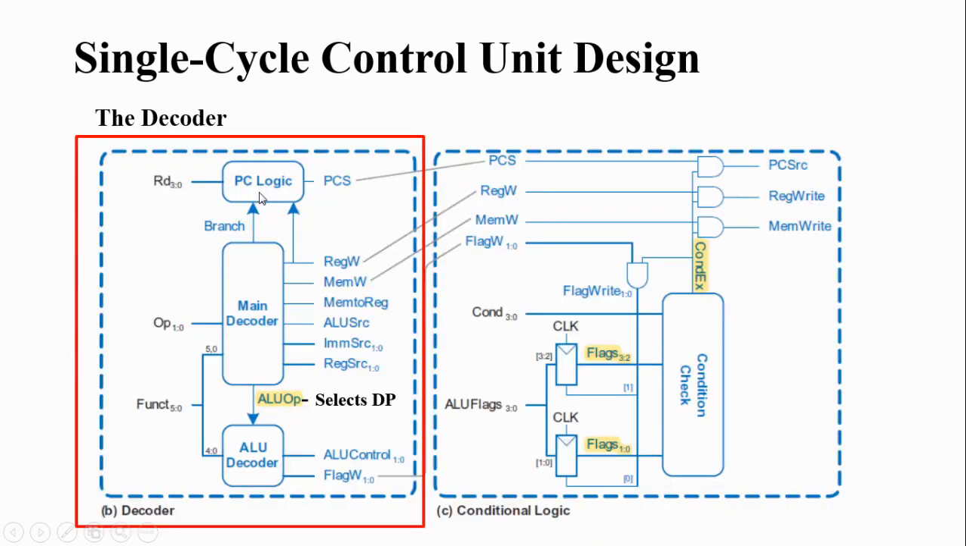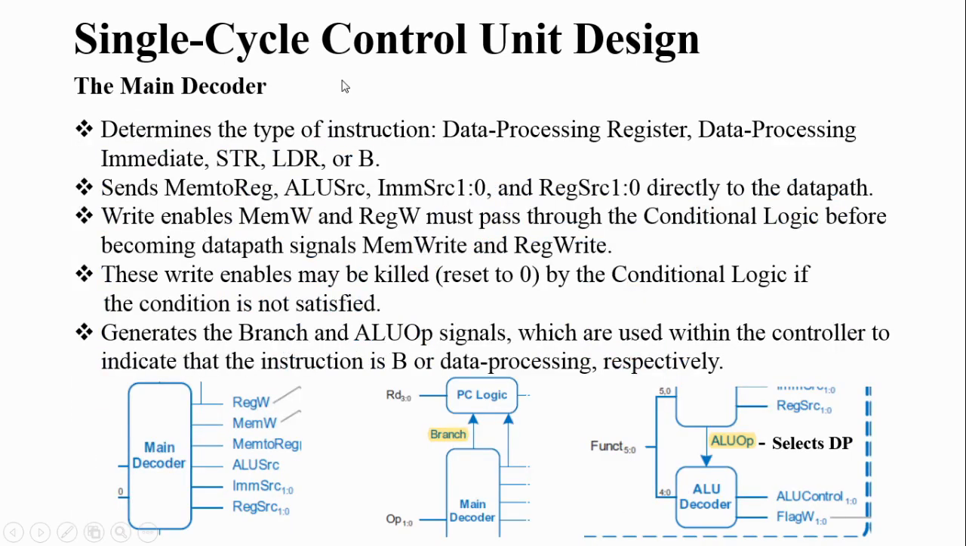Then each block we will see one by one. First we will see the main decoder. So the main decoder determines the type of instruction, as we have already told. It determines whether it is a data processing instruction using register addressing, or a data processing instruction with immediate addressing, or a store instruction, or a load instruction, or a branch instruction. So the main decoder detects which of these the instruction type is, and based on that, control signals will be generated.